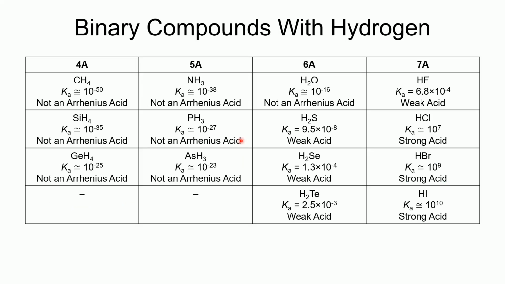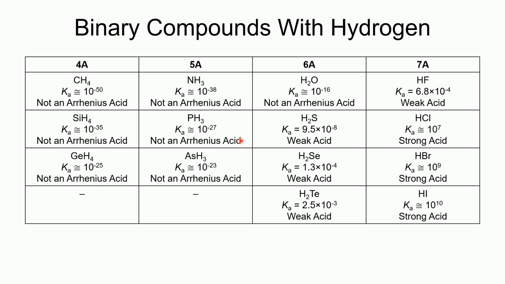So here I have an interesting list. There's a lot of information here, so we'll take our time unpacking it. But these are binary compounds with hydrogen. And of course, the word binary simply means that there are two elements, hydrogen plus one other element. Well, the hydrogen plus the one other element means that we could look at these things as acids.